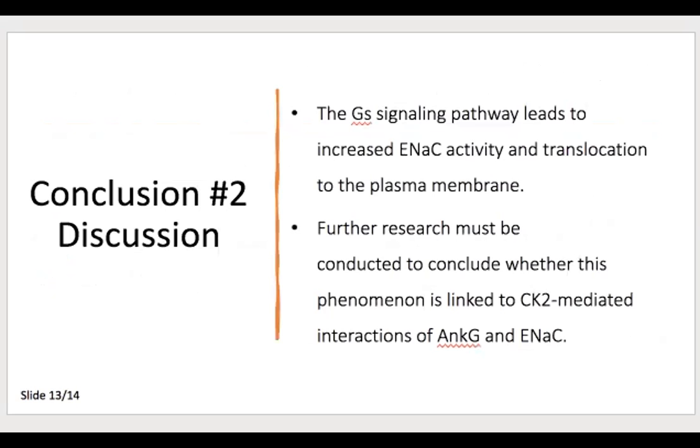So to conclude, the GS pathway leads to increased ENaC activity, which is partially due to increased trafficking to the plasma membrane. And I think further research would be crucial to determine whether GS signaling ultimately leads to coordination between CK2 and ankyrin G to transport ENaC to the plasma membrane.